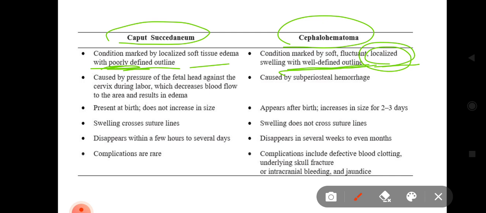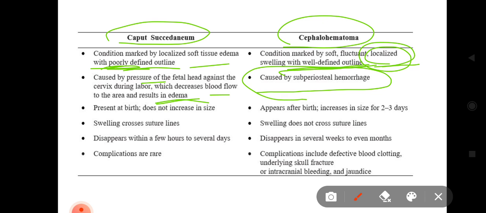Now caput is caused by pressure of the fetal head against the cervix during labor, which decreases blood flow to the area and results in edema. So just simple physics: the pressure on the fetal head from the cervix during labor leads to decreased blood flow, which causes edema, while cephalohematoma is caused by subperiosteal hemorrhage.